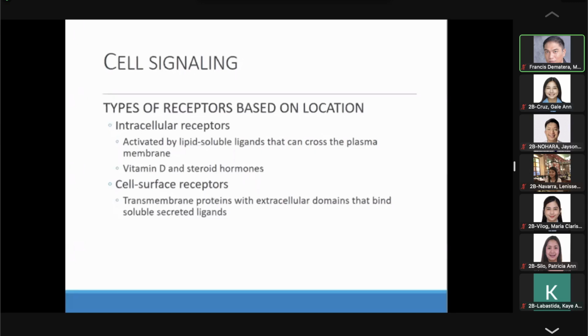So when a signal is being conveyed, it is transmitted to a cell by these receptors, and then the signaling molecules will bind their specific receptors and initiate a cascade of intracellular events that will lead to achieving the desired response. So again, these receptors may be located on the cell surface or within the cell.